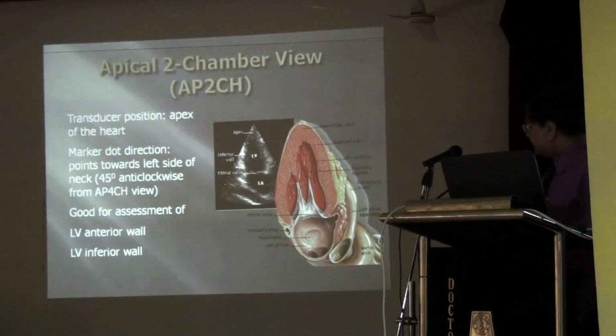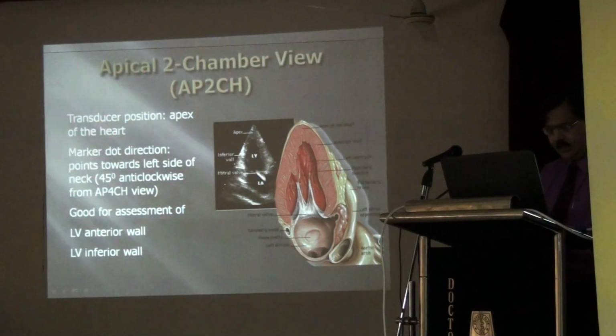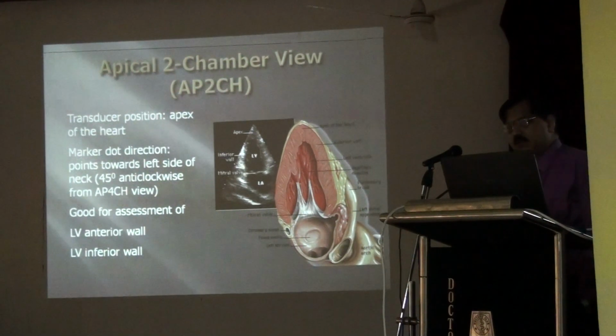The second important view for seeing the wall motions is the apical 2-chamber view. Here we see the LV, and this is basically the anterior wall and inferior wall. So the assessment of the anterior wall and inferior wall is very important, and here your dot direction should be toward the left side of the neck, 45 degrees anti-clockwise. So this is the view for the apical 2-chamber.